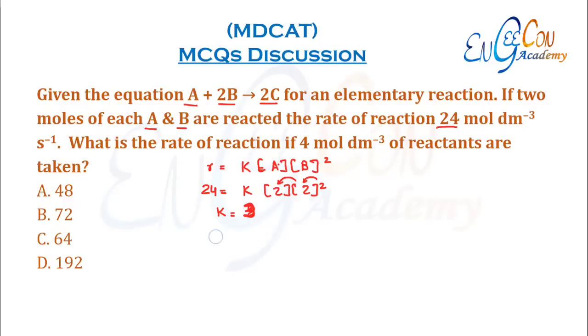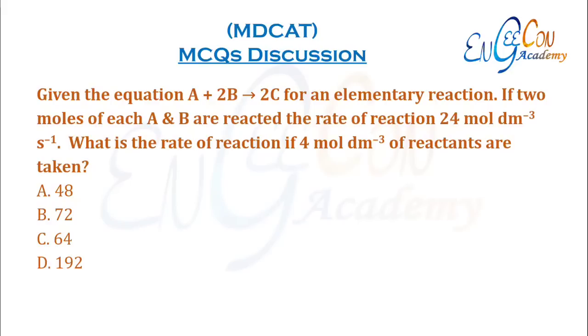Now what is the rate of reaction when 4 moles of reactants are taken? Now K is equal to 3, and if 4 moles are taken, so we can calculate the rate. 4 square is equal to 16, into 4 is equal to 64, and 64 into 3 is equal to 192. So D is the correct option.